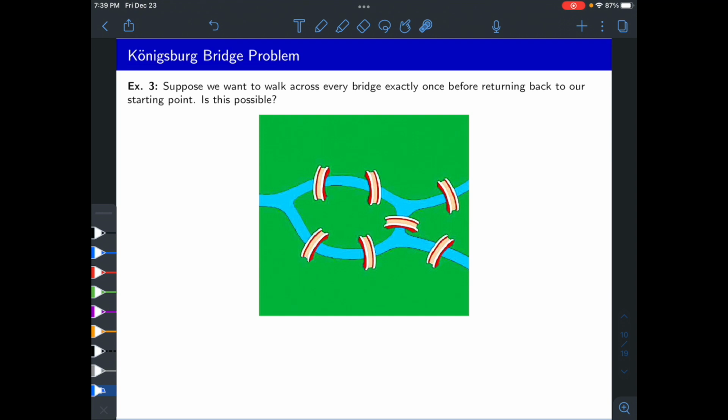Okay, Königsberg bridge problem. This is a slight departure from previous stuff. Suppose that we wanted to walk across every bridge in this little land before returning back to our starting point. Let's say the bridges are really pretty, and you just wanted to stroll through the town and check out all of the bridges. And you want to be efficient, you want to get home soon, so you don't want to do any backtracking if you don't have to. Can we minimize the backtracking here?